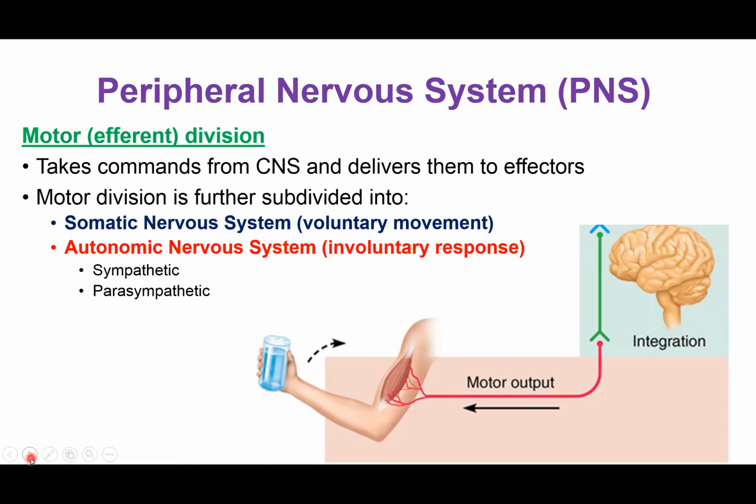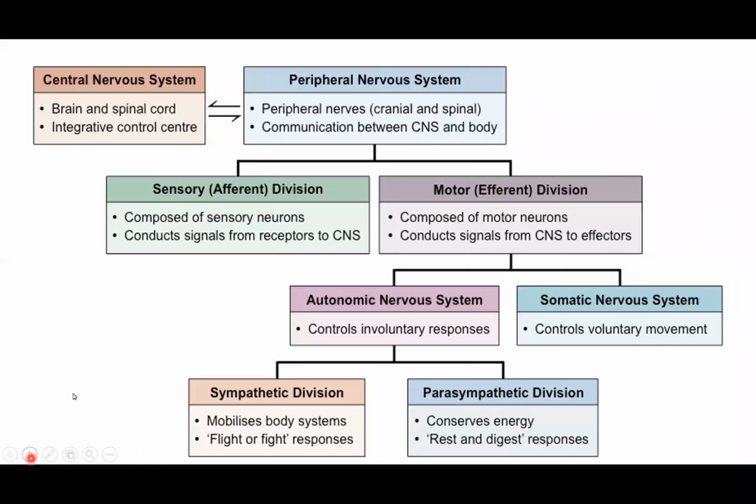So I know this is a lot of subdividing, so I have a graph in here to hopefully make this easier. So we have the central nervous system, which is the brain and the spinal cord, and it is the integrative control center. And then we have the peripheral nervous system, which are the peripheral nerves, specifically the cranial and the spinal nerves. And the peripheral nervous system, again, is responsible for the communication between the body and the central nervous system. The peripheral nervous system breaks down into a sensory and afferent division, which is going to be composed of sensory information that takes signals from receptors, such as the eye, and delivers them to the central nervous system.